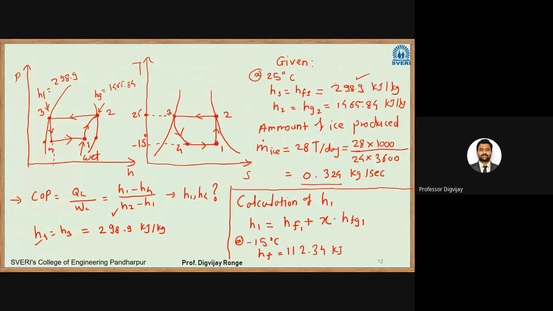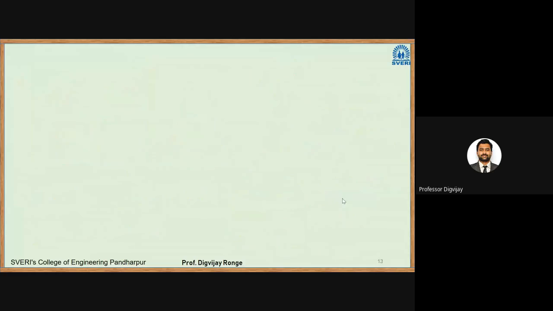112.34 kilojoule per kg. Okay, and how to calculate hfg? hfg will be the difference between hg and hf. Okay, so I'll continue this on the next slide. So we are in calculation of h1. h1 will be equal to hf1 plus x, that is the dryness fraction, into hfg1.